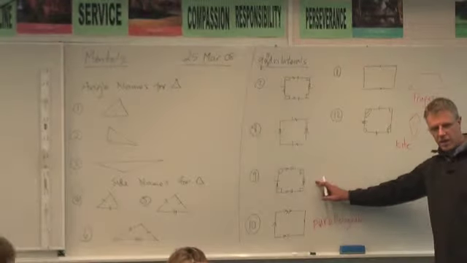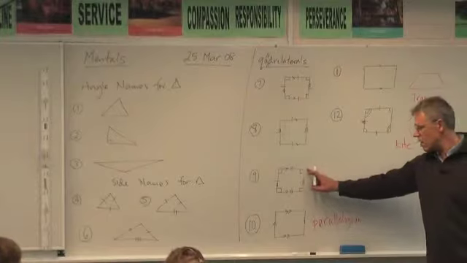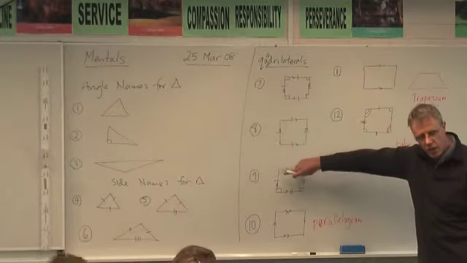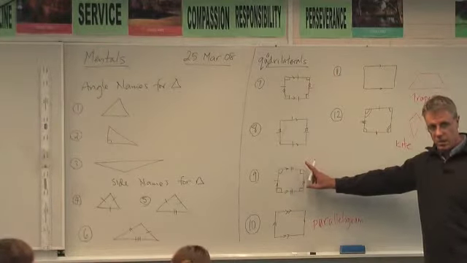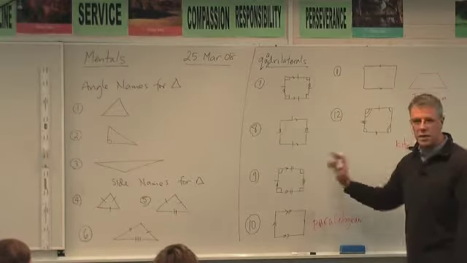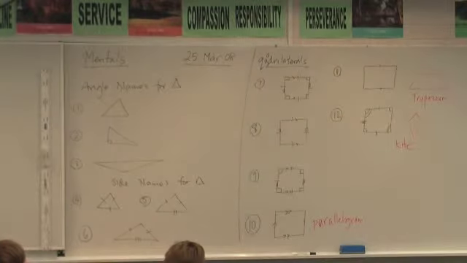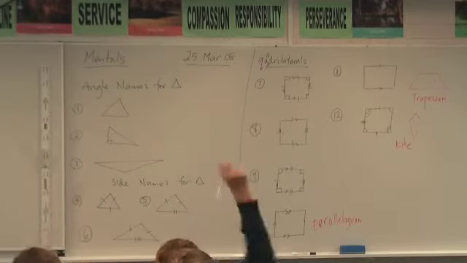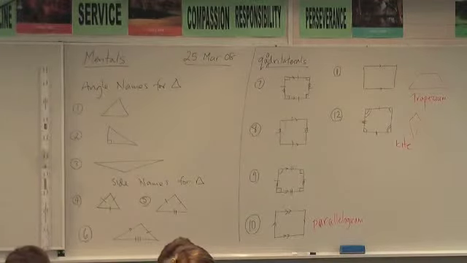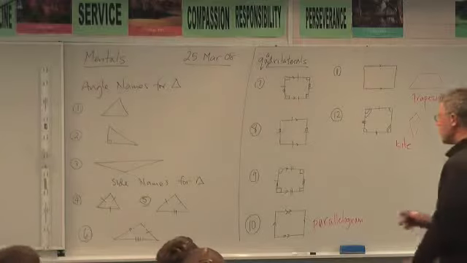Okay, it's a rectangle, right? How do I know it's a rectangle? It has right angles and two pairs of equal sides. Why isn't it a square? Why isn't it a square? Sean? Because they're not all equal. All the sides are not equal. That's right.